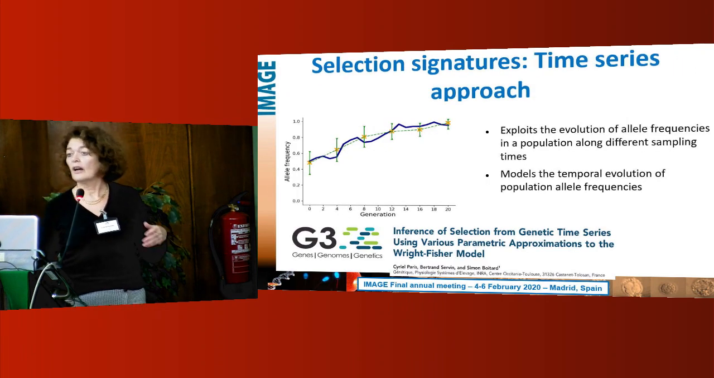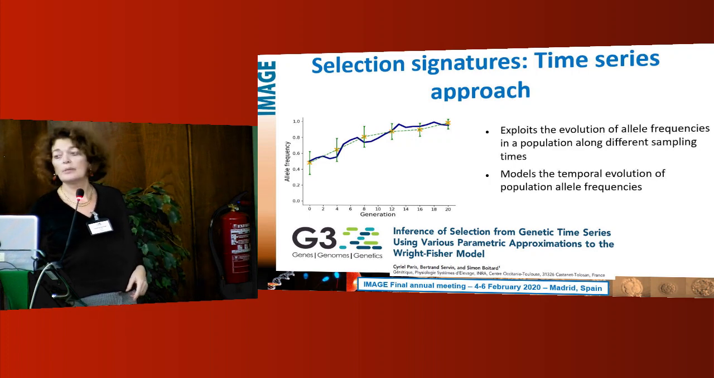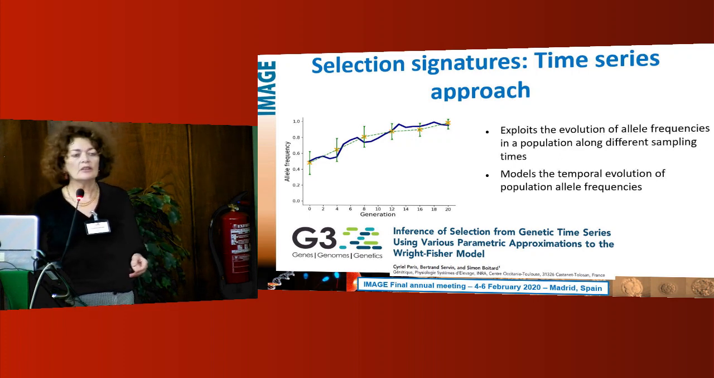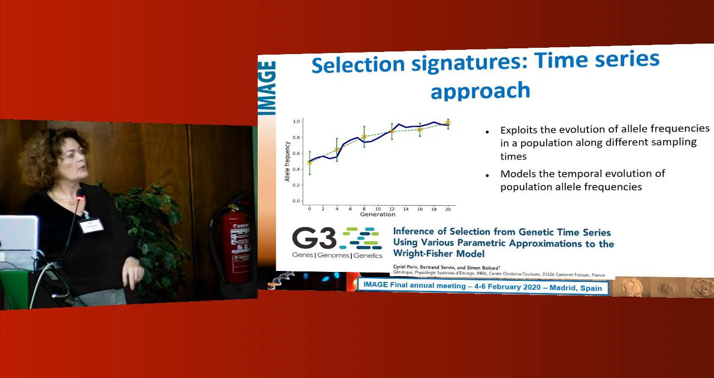We also used our new time series model, which exploits the evolution of allele frequencies in a population along different sampling times. In this way, it is under the Wright-Fisher model, or very similar, with a sort of modification. I won't give the details, but it approximates the transition probabilities between 2 points in the evolution of the allele frequencies. So you have the article here, the publication, if you want to have a look.